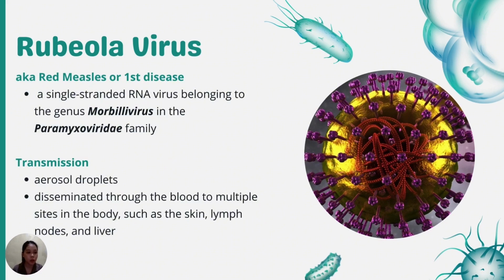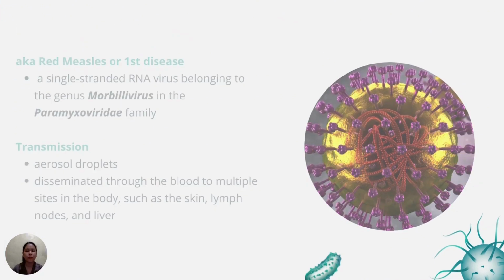So, paano nga ba to natatransmit? So, first we have here is through aerosol droplets. Then, it will disseminate through the blood to multiple sites in the body, such as the skin, lymph nodes, and liver.